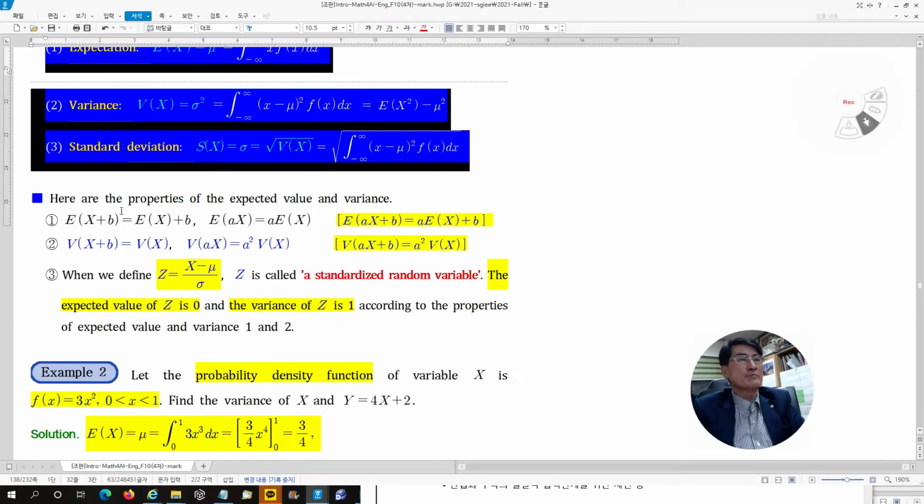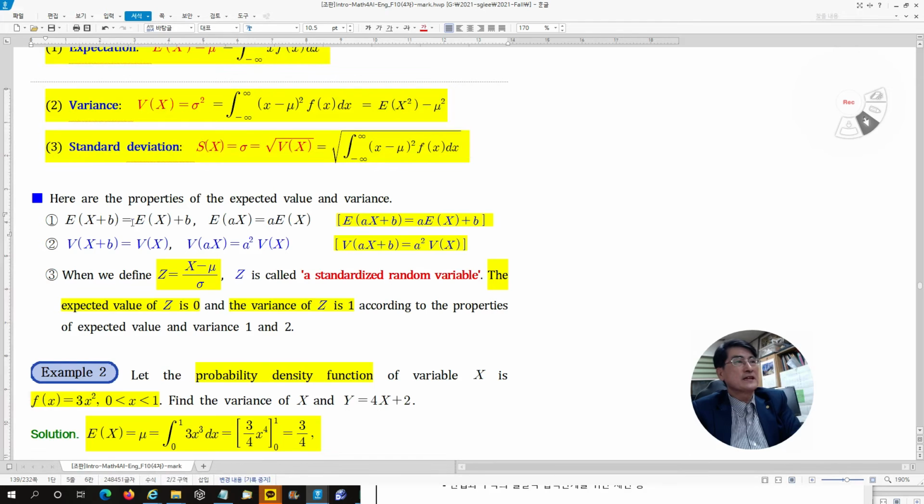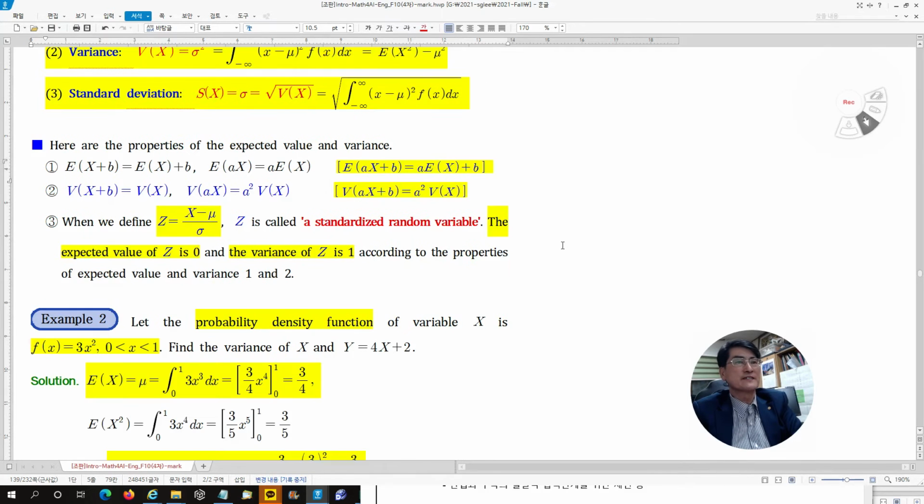It has the following properties. E of x plus b is E of x plus b, and E of ax is a times E of x. If you combine these two, it can be written in one form like this. And V of x plus b is equal to V of x, since b disappears for the variance, and V of ax is equal to a squared V of x, because we had a squared here. These two equations can be summarized as one here for the variance.